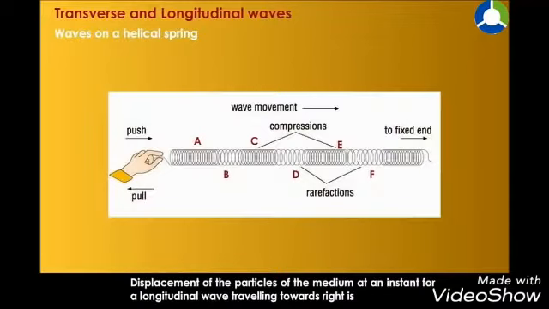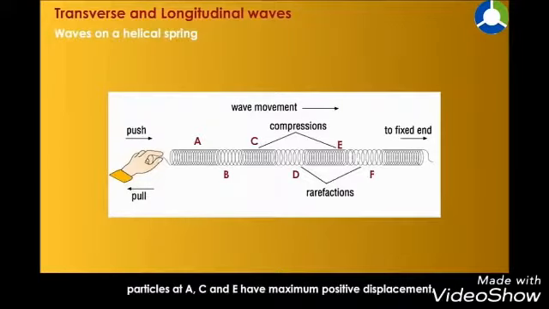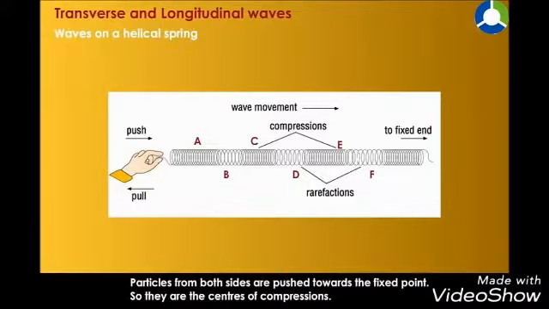Displacement of the particles of the medium at an instant for a longitudinal wave traveling towards right is: particles at A, C and E have maximum positive displacement. Particles at B, D and F have maximum negative displacement.